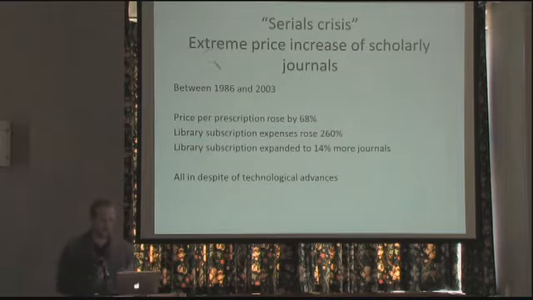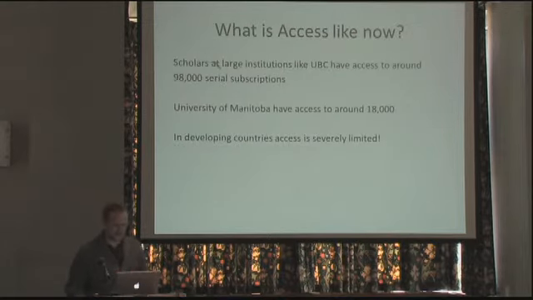So I just wanted to give a brief background into the serials crisis. This was between 1986 and 2003. As a grad student, those increases are insane. I'm always talking about trying to link things to CPI. They are way above the increases in CPI that you see. And so you can see that open access is really needed in this day and age.